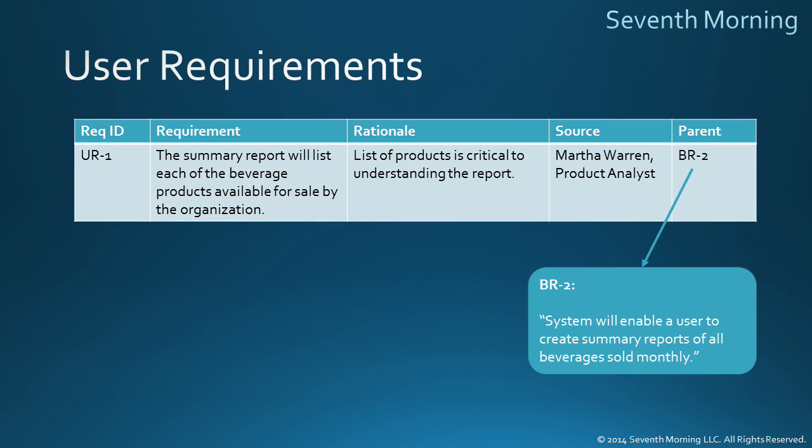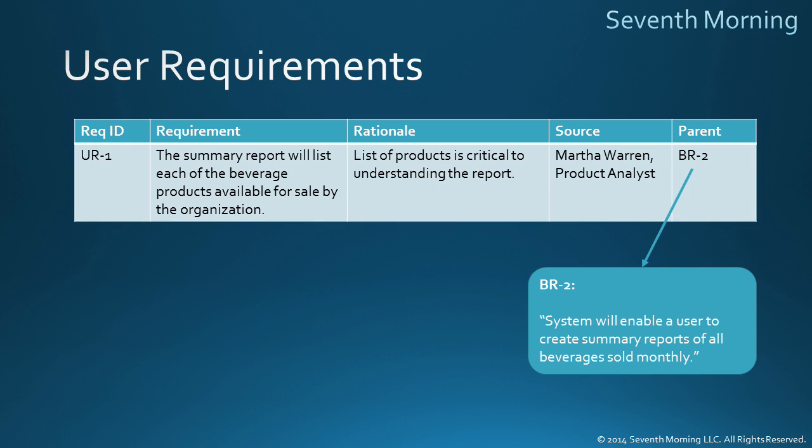In the next column, we have the rationale for the requirement. All right, list of products is critical to understanding the report. Very good. That makes sense. We also have the source of the requirement listed. That's Martha. And then we have a new column called the parent. And for this user requirement, we have a value BR2. Okay, what does that mean? Well, the parent column signifies that the user requirement either belongs to or is derived from a bigger requirement. In the case of UR1, it is BR2, business requirement 2. And that is kind of blown out here in that little oval on the screen.